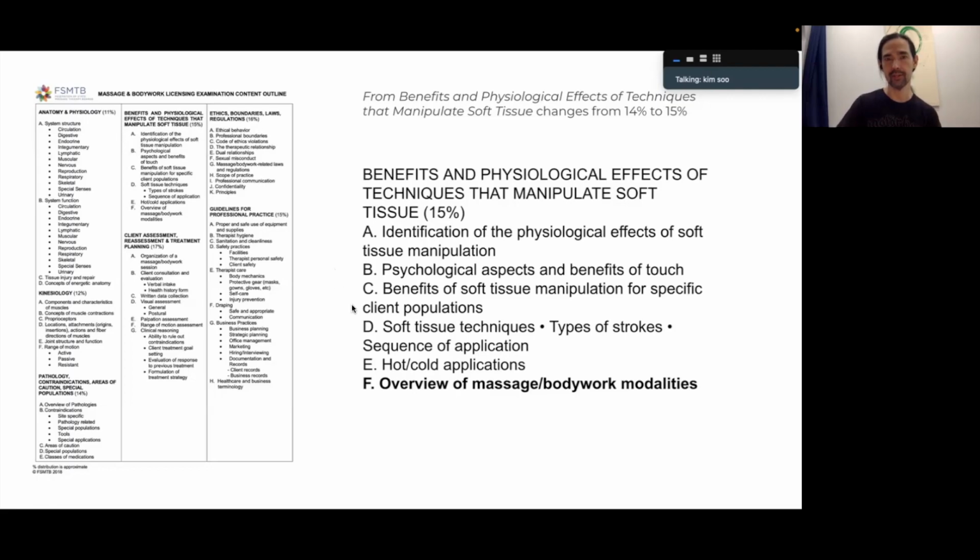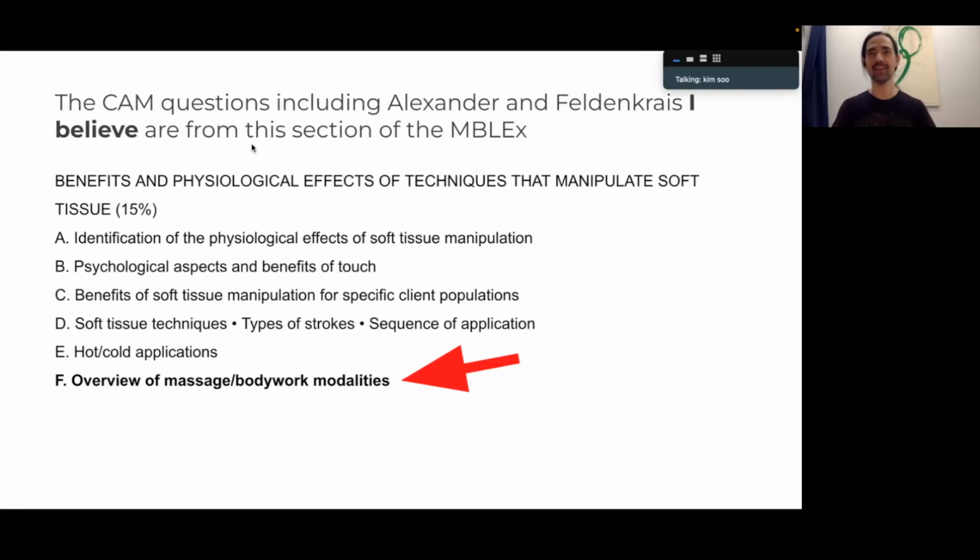Okay, apparently I don't know how to advance that. And the questions that we're gonna go over tonight, they include Alexander technique and Feldenkrais. And they're also going to be Meridian and a few other things. I need to update the slide to include Meridians from Chinese medicine, 5 elements from Chinese medicine, and the clock, which is another Meridian related thing from Chinese medicine. And I put bold letters in I believe these are from this section of the MBLEx because I think that's where they're from. I'm not sure.